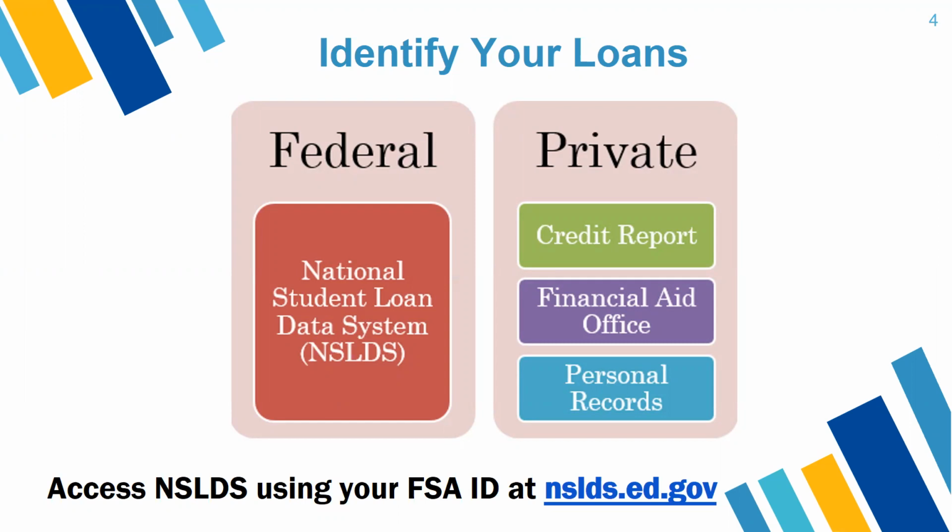The National Student Loan Data System can help you identify which federal student loans you have out in your name. These federal student loans are the ones that you get after filling out your FAFSA. If you have a private student loan, these won't necessarily show up in the NSLDS. You can find these private loans in your credit report, by asking your financial aid office, or in any personal records that you may have.